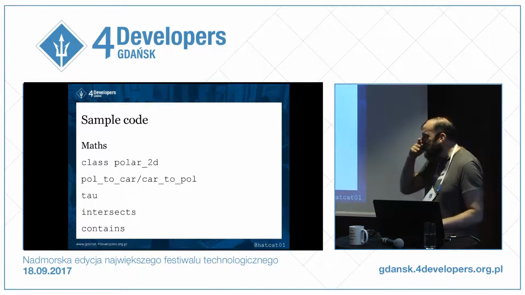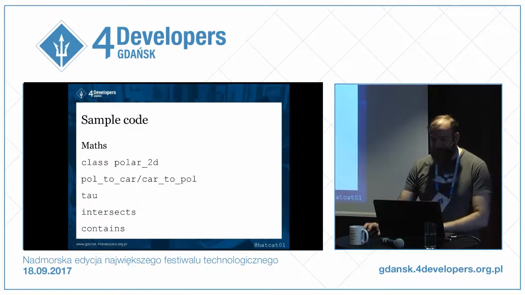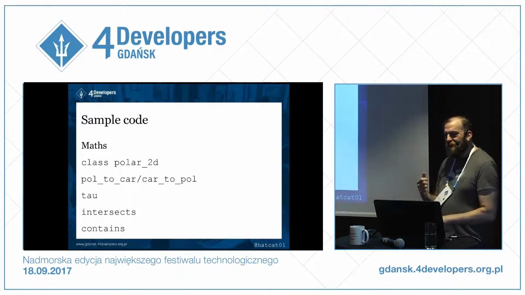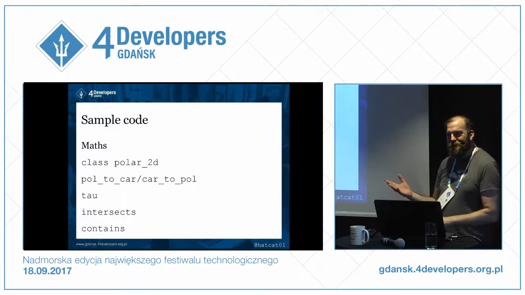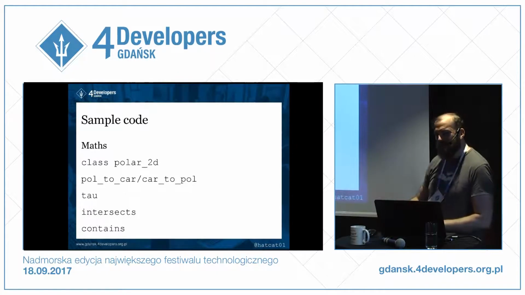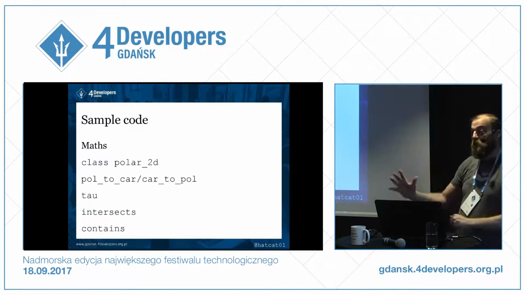Awkwardly, they're both pairs of floats, so I wonder if we need an angle type rather than a float type for rotations. Who's heard of tau? It is indeed 2 pi. Has anyone been taught tau is 2 pi? One, two, three? Yeah, okay. This is an emerging thing. I'm seeing this more and more, that people are using tau instead of 2 pi, which I wholeheartedly support.